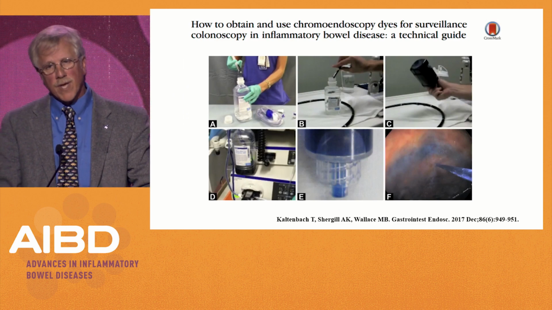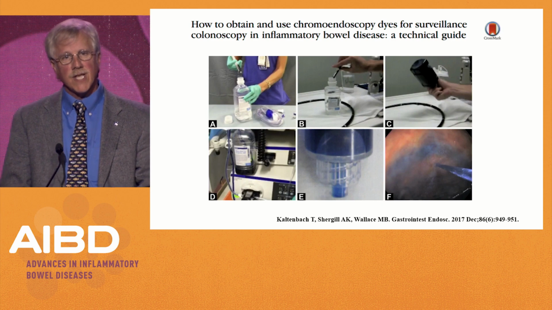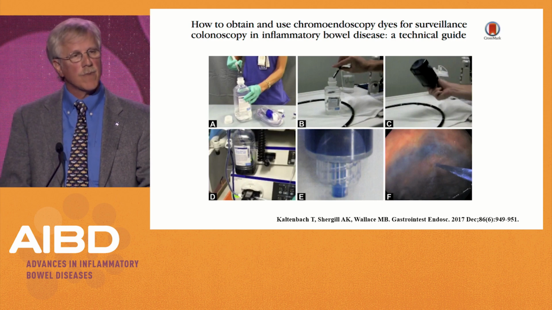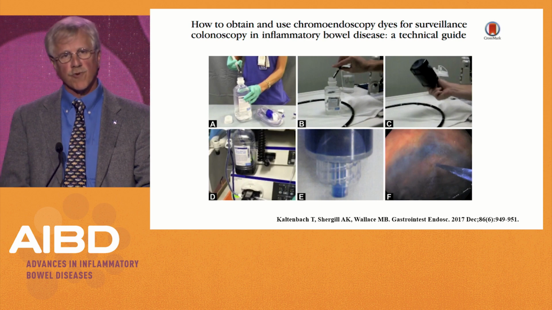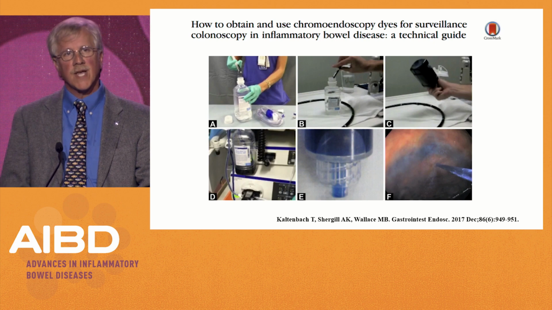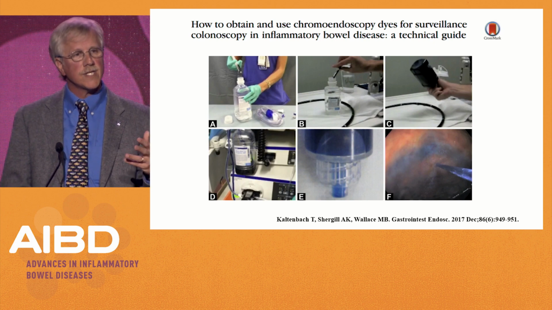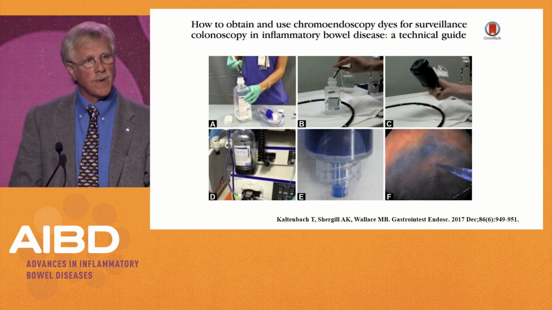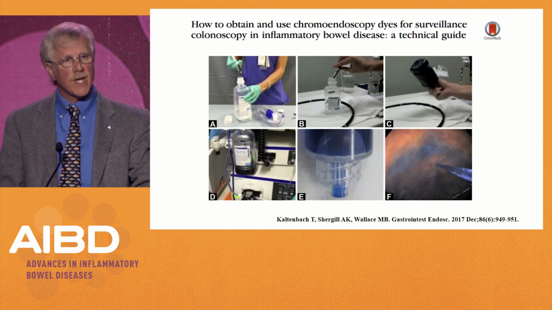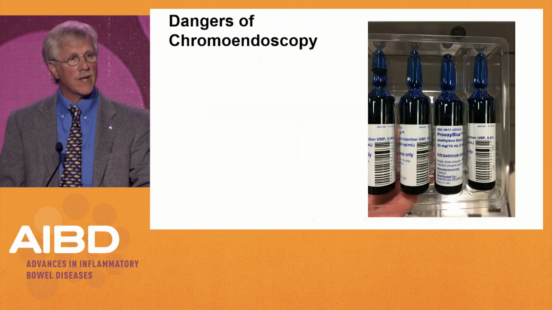This comes from another paper in GIE in 2017. And what we do in our unit, and I'll tell you some of the solutions we use, is Provue Blue. 2 vials of the 0.5% is basically diluted into about 300 cc's. We put it in the water jet, and we then basically inject it after we evaluate the colon. We'll give you some examples of how to do that.